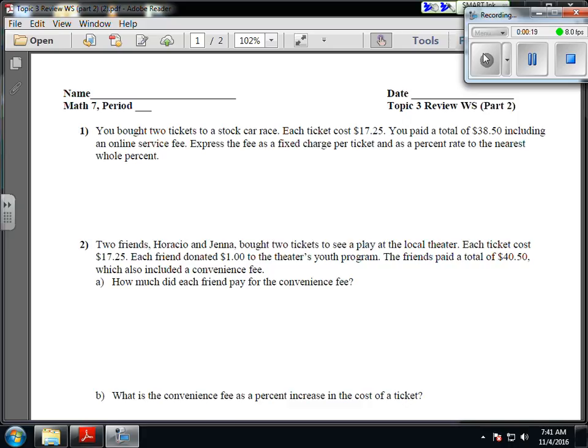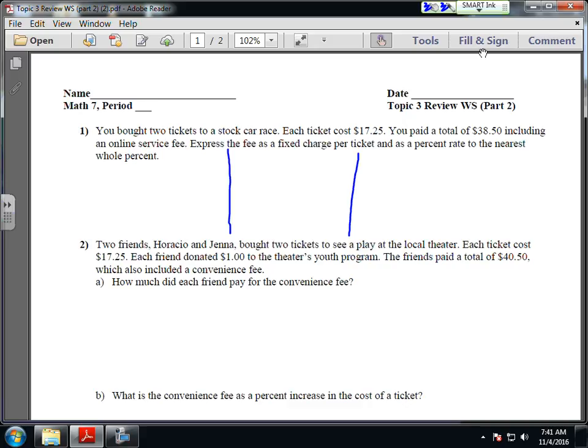It says, you bought 2 tickets to a stock car race. Each ticket cost $17.25. You paid a total of $38.50, including an online service fee. Express the fee as a fixed charge per ticket and as a percent rate to the nearest whole percent. Okay, so there's a few different parts to this, so we're going to separate this up.